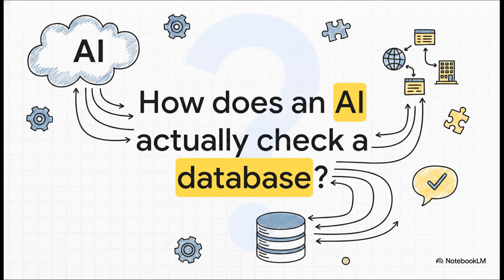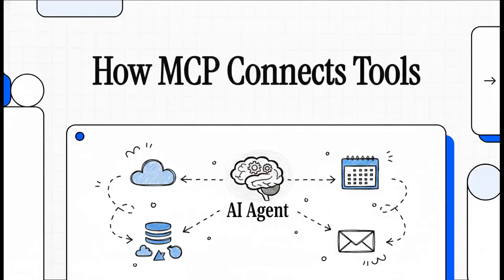Figuring out how an AI assistant pulls that off is a question that gets right to the heart of modern AI development. Welcome to This Explainer. Today, we're jumping straight into the fascinating world of the Model Context Protocol and exploring exactly how it acts as the ultimate bridge for AI agents to connect with external tools.